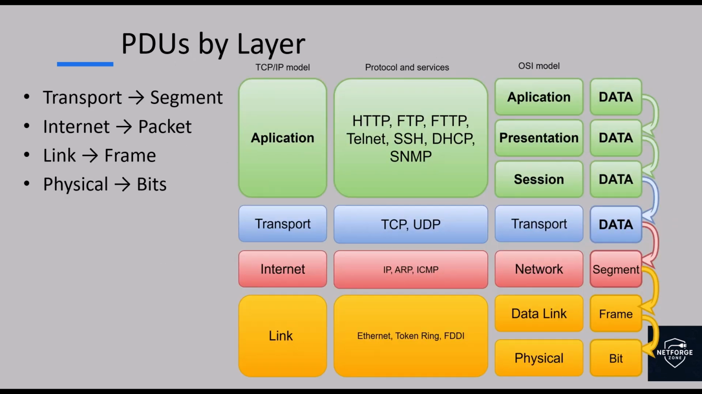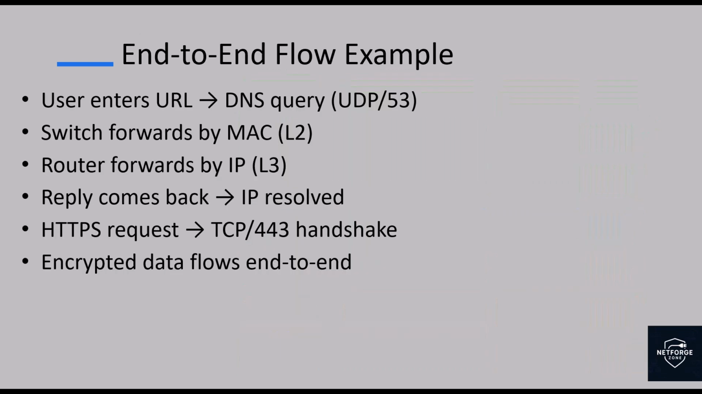As traffic moves down the stack, it gets different names. At the transport layer, it is called a segment. At the internet layer, it is called a packet. At the link layer, it is a frame. And at the physical layer, it is just raw bits, ones and zeros, on the wire. Same message, just wrapped in different jackets, right?